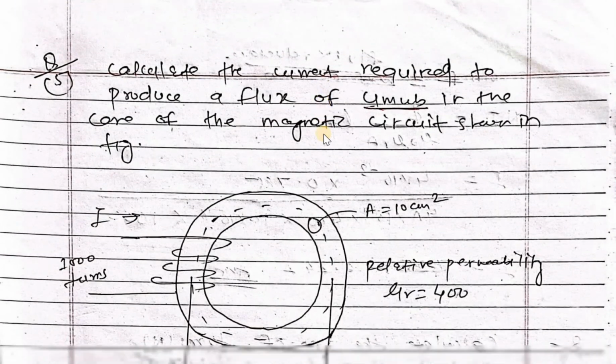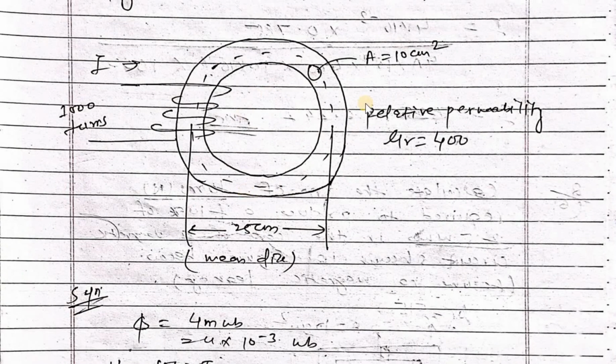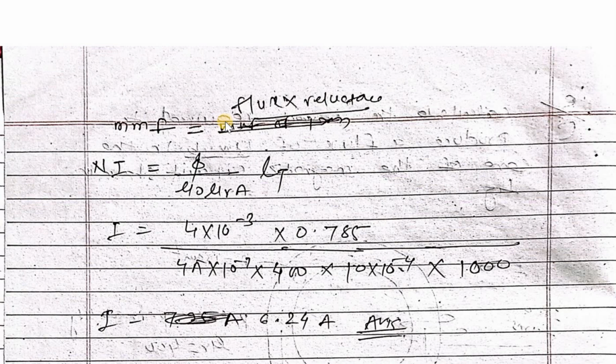Similarly, our next problem: calculate the current required to produce a flux of 4 milliweber in the core of the magnetic circuit shown in the figure. This is the figure. N equals 1000, A equals 10 centimeter square, relative permeability mu r equals 400, and mean diameter is 25. So write all the given data here. Then we have to find the total length. Total length is 2 pi r. Put all the values, we can get the total length, and mmf equals flux into reluctance.